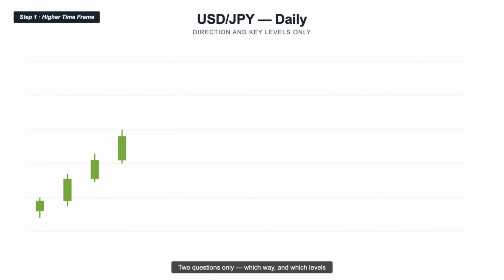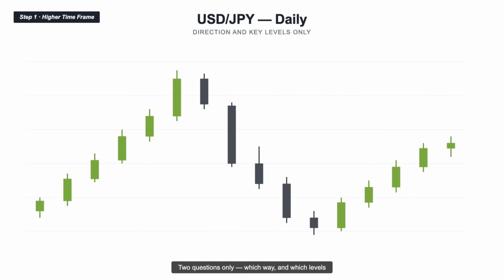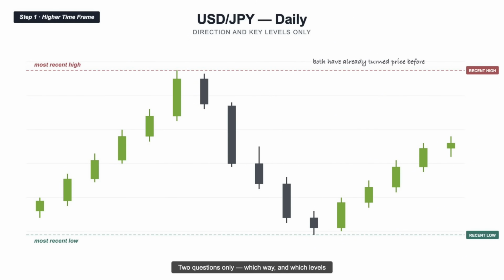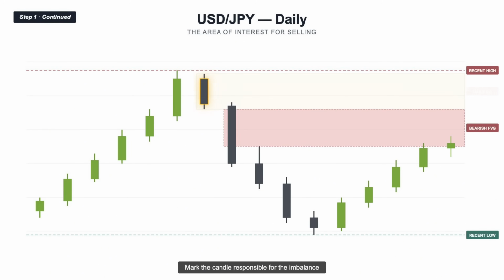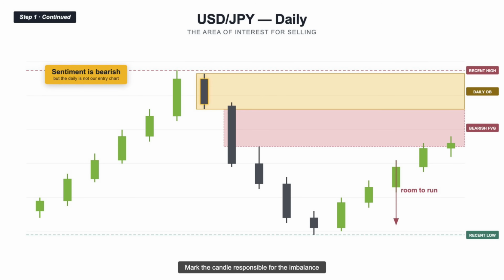Dollar-yen daily. On the daily, we mark two things: the most recent high and the most recent low near current price. These have already acted as turning points, so we expect a reaction when price returns to them. We also notice the latest bearish impulsive move left a bearish fair value gap. We mark the candle responsible for that imbalance as a bearish order block. That becomes our area of interest for selling.